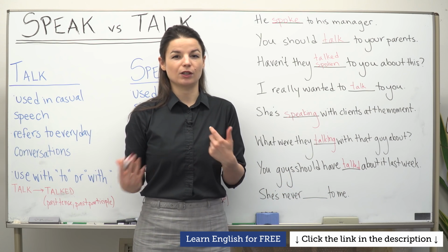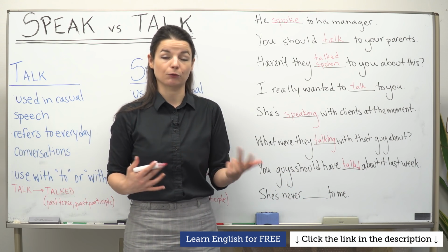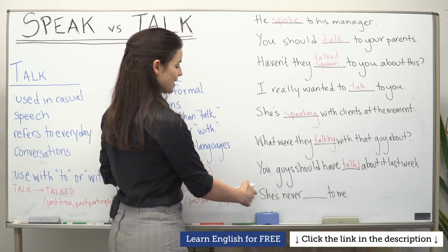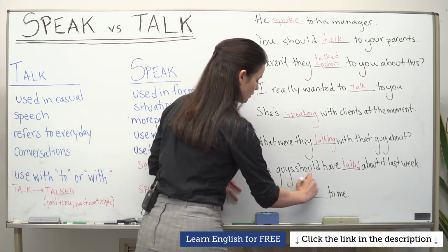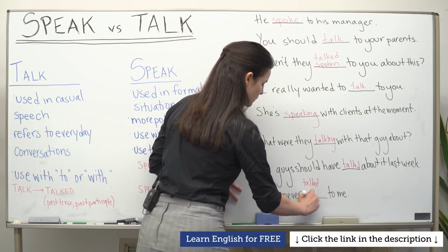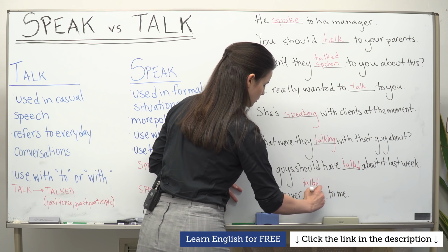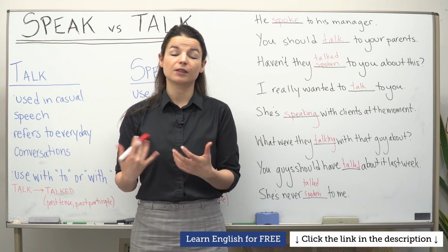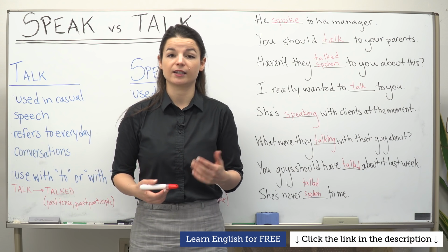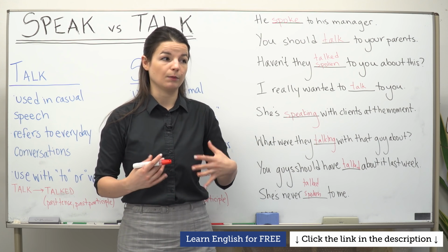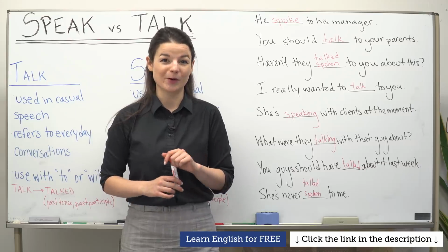In this sentence, we don't know if it's a casual or a formal expression, so we can choose either verb. So, she has never talked to me is correct, or she has never spoken to me. She's never talked to me, she's never spoken to me. Both are correct, just depending on the situation and depending on the nuance you would like to communicate, you can choose the better form or the better verb accordingly.